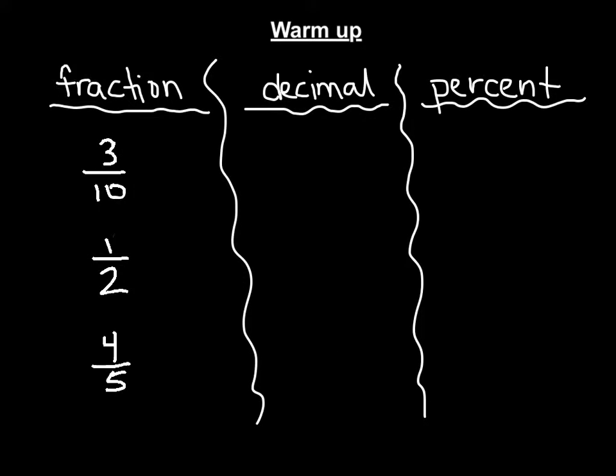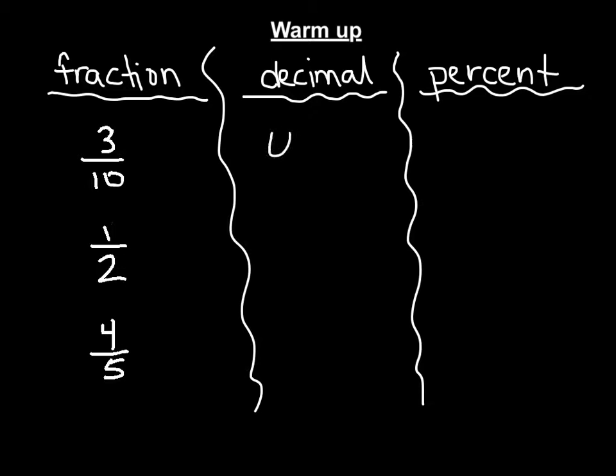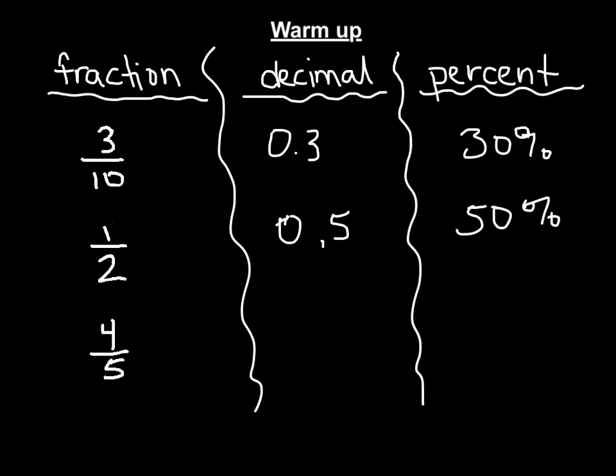We know that 3/10 can be written as 0.3 like this, which is the same as 30%. 1/2 can be written as 5/10 and can be written as 50%. And 4/5 we know we can turn into tenths by multiplying by 2 over 2, which equals 8/10, so I could write it like this, which is the same as 80%. Go ahead and erase your board and then set it off to the side.